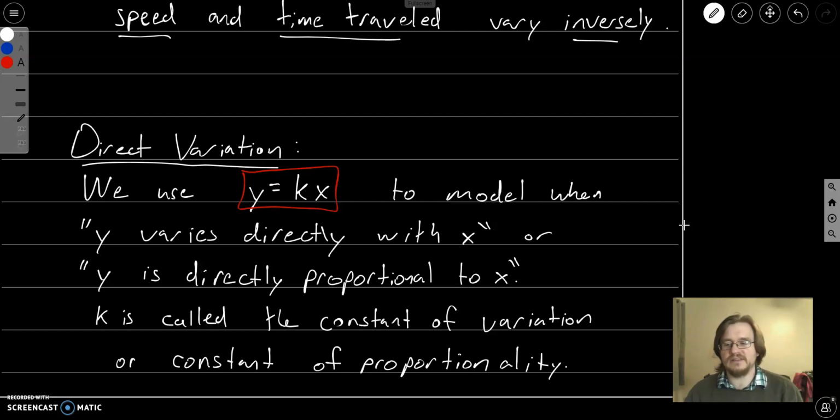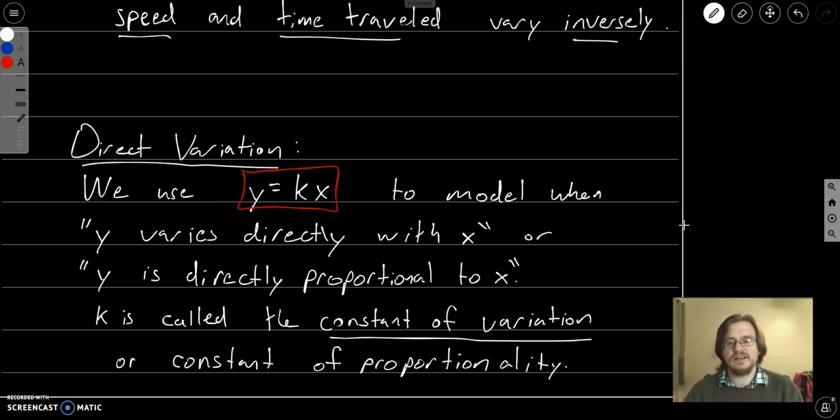Another way to phrase this is that y is directly proportional to x. So the proportion of x and y will essentially stay the same. As x gets bigger, y gets bigger. As x gets smaller, y gets smaller. This constant k in here is just going to be a number, usually not 0. And k is called the constant of variation, or the constant of proportionality.